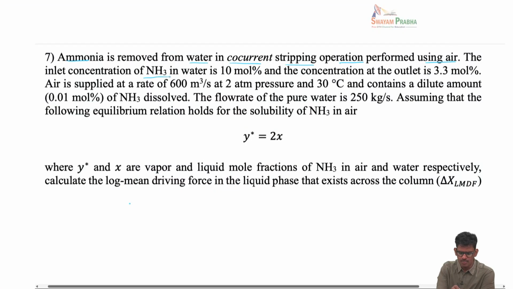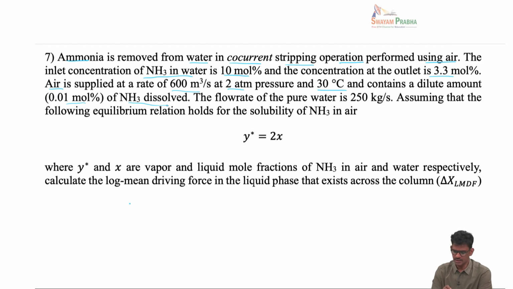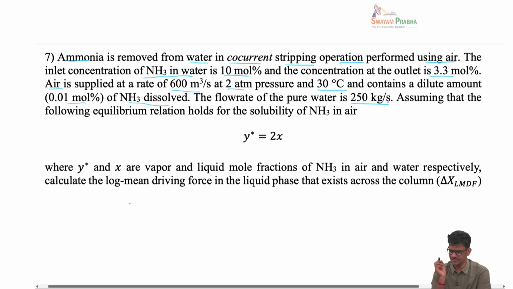The inlet concentration of ammonia in water is 10 mole%. The concentration in the outlet is given as 3.3 mole%. Air is supplied at some volumetric flow rate, with temperature and pressure given, and it contains some amount of ammonia already present in the inlet gas itself. The flow rate of the pure water is 250 kg per second. Assume the equilibrium line is y equal to 2x, and what we need to do is calculate the log mean driving force in the liquid phase that exists across the column.